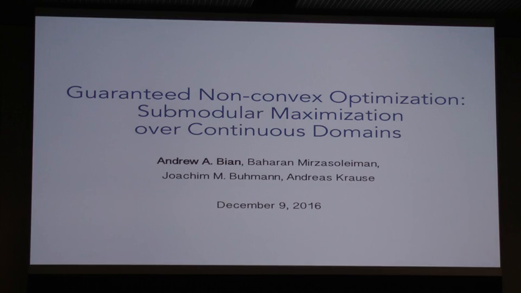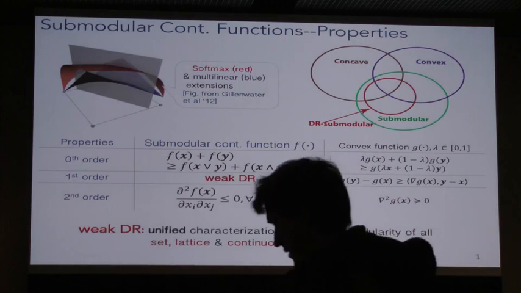Morning, everybody. My name is Andrew. First of all, thanks a lot to my collaborators, Baharan Mirzasoleiman, Joachim Buhmann, and Andreas. So what are we working on? We are optimizing a class of non-convex functions, but they have a very nice structure, which is called continuous submodularity. This structure appears in many practical applications. First of all, we give a thorough characterization of this class of functions.